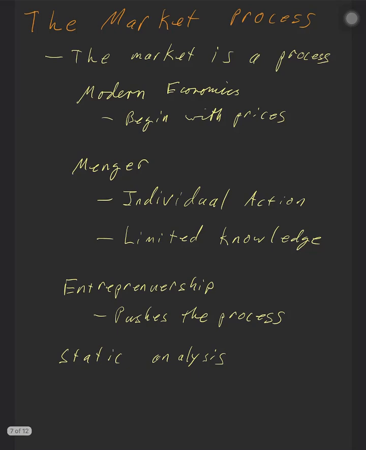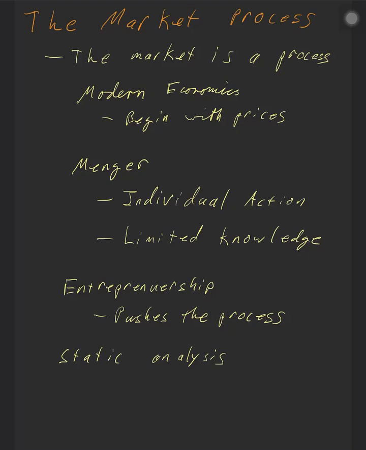Now let's get to that market process idea that's so important to us. Currently, modern economics begins with prices, and that's because they're very important. But they kind of have it backwards. They begin with prices, and then they see how much people demand or supply from those prices, right?